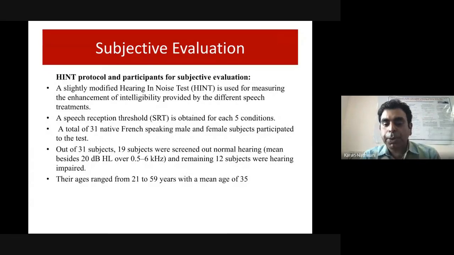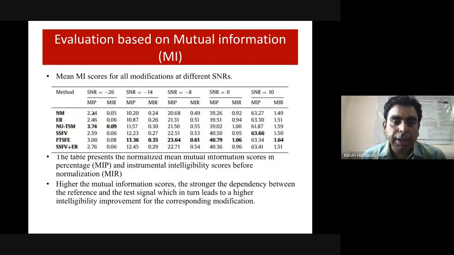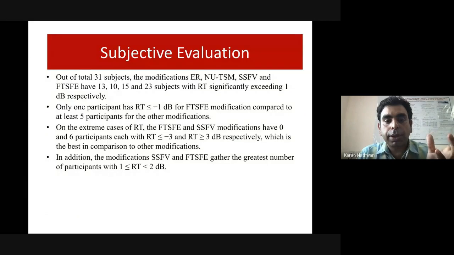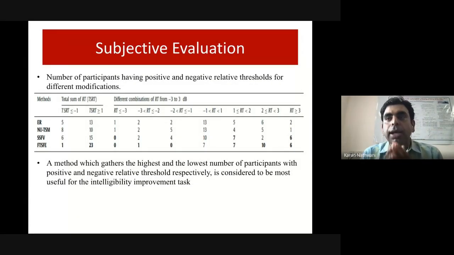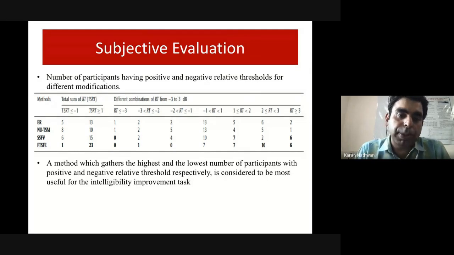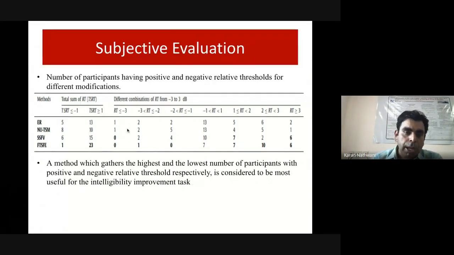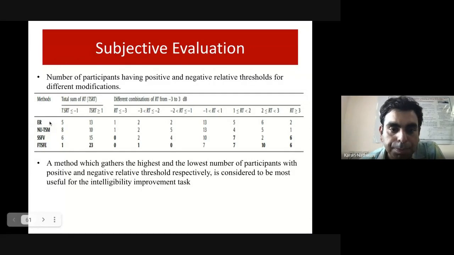I just take the difference between the SRT of the no modification case and other methods. And if this relative threshold is positive, then the method is said to improve the intelligibility. And that is what was shown in the previous case also. You can see the same thing here, the positive and negative relative thresholds for different participants. So here we have 31 participants. You can see the proposed method is able to improve the intelligibility for 23 participants.